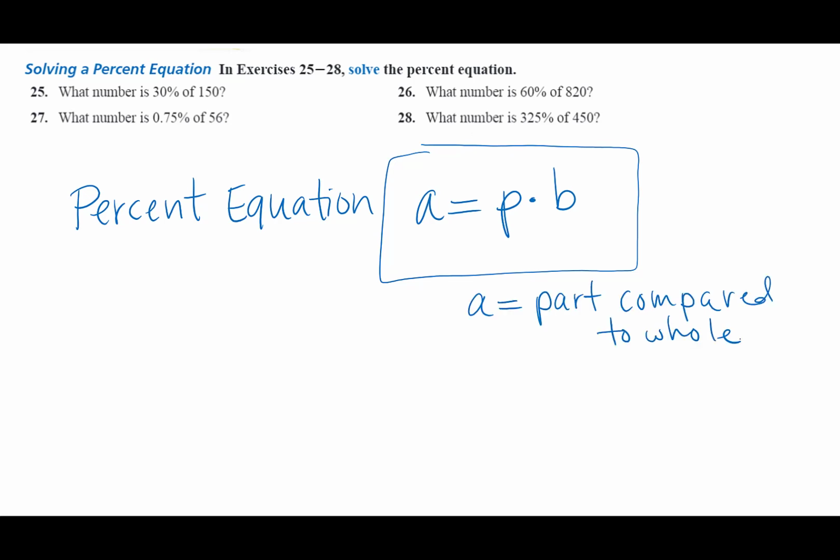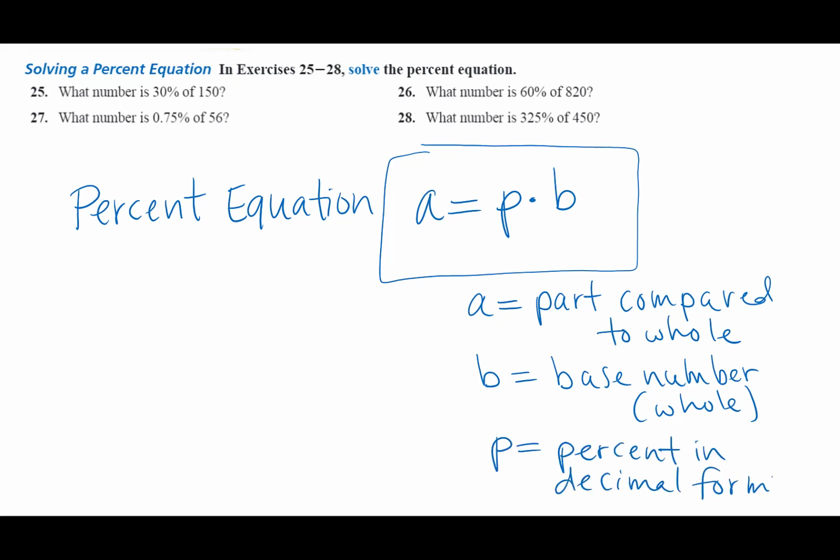A is the part that's going to be compared to the whole. In each of these problems, we're going to be figuring out the missing number. For example, if you look at 25, what number is 30% of 150? So the whole is 150, and that's actually letter B. Your book defines B as the base number, and I'm also saying it's the whole number, not whole number like the set of whole numbers, but just out of this much is what I'm talking about. And the last letter is P, which stands for percent, but it must be in decimal form.